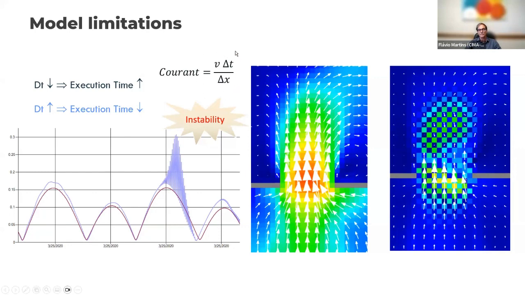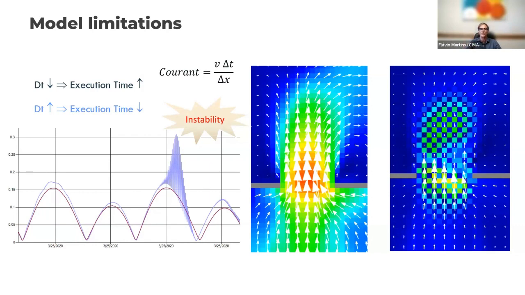This is a non-dimensional number that computes a ratio between the distance one fluid particle travels in 1 delta t, which is the velocity times the delta t, and the size of the mesh, the grid size. So if the Courant number is larger than 1, it means the particle will move more than 1 cell in 1 delta t.